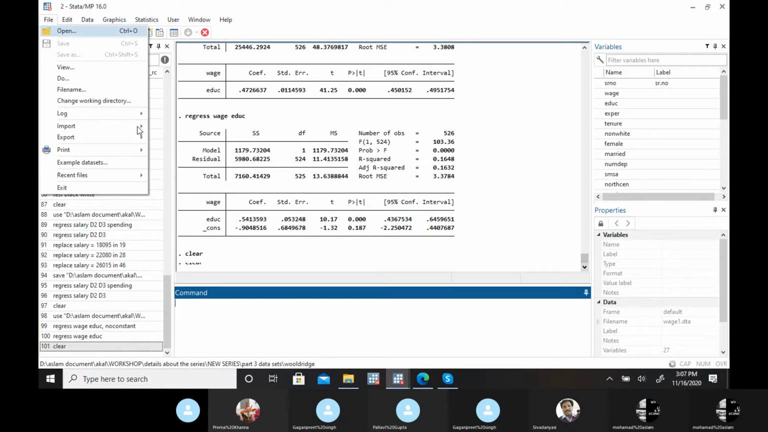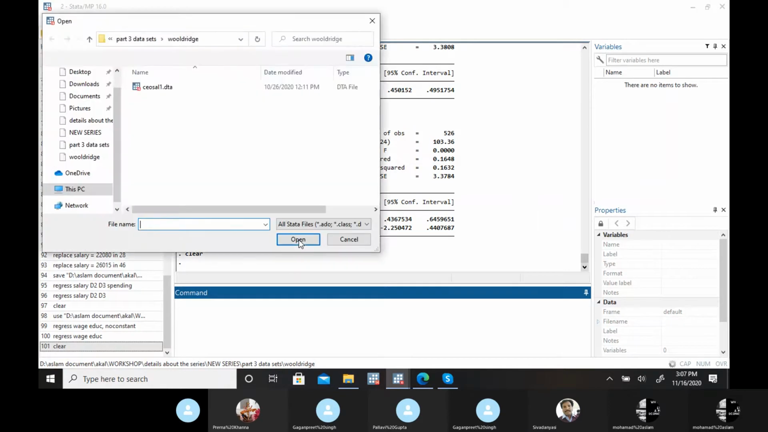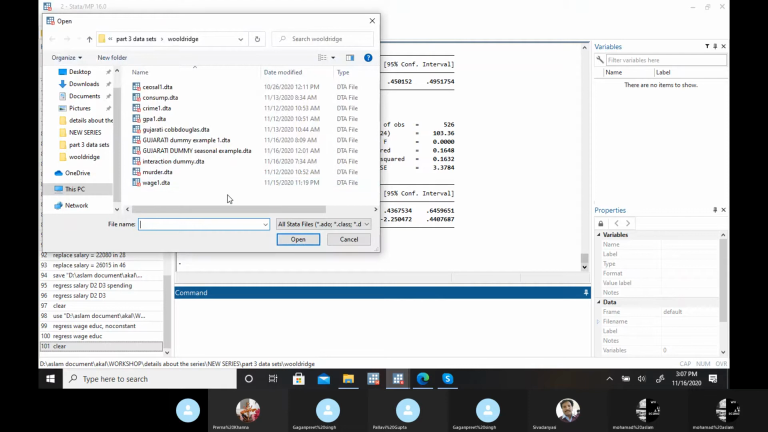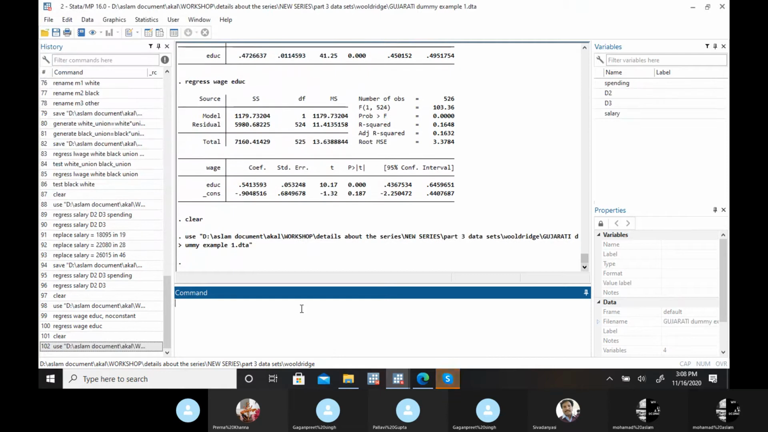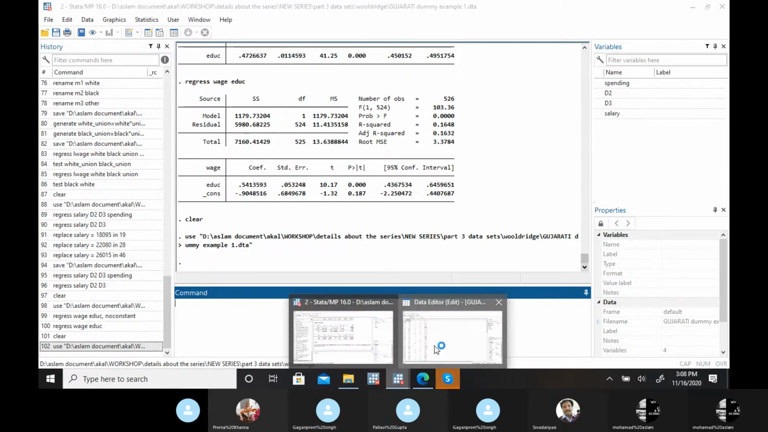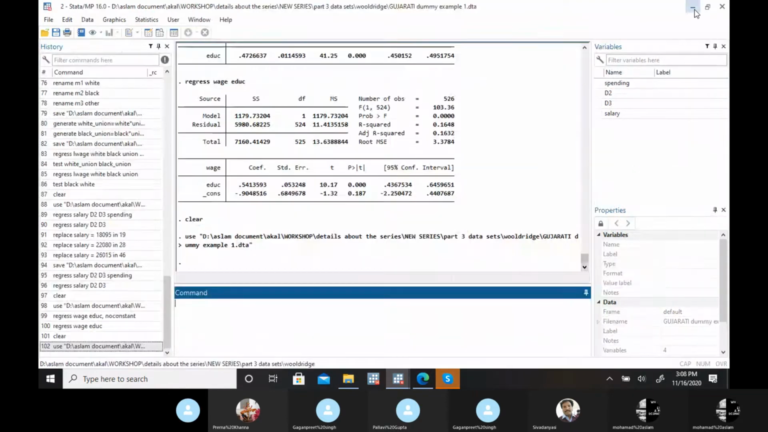Let me open this data set. Our dependent variable here is salary, that is quantitative. The only independent variable we are taking is a dummy variable case. Okay, so we have this data: salary, spending. Now, dummy variable.